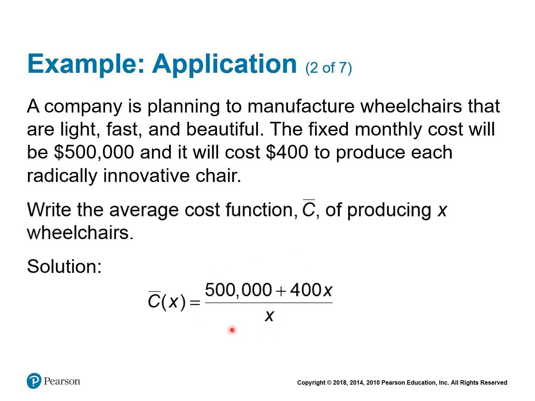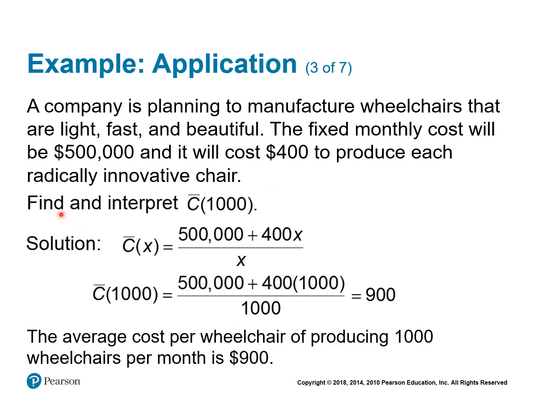So now we have a rational function. Previously, in the previous part, when they just asked us to find the cost and not the average cost, it was a linear function. It was just C of x equals 500,000 plus 400 times x. Once we wanted the average cost function, we had to divide it by x and it became a rational function. Now, part 3 of the question says, find and interpret the average cost of 1,000, C bar of 1,000.